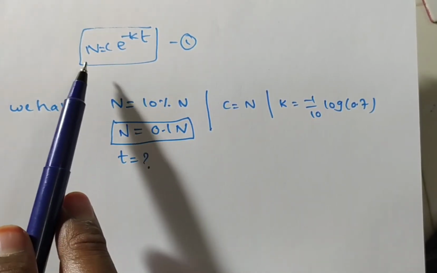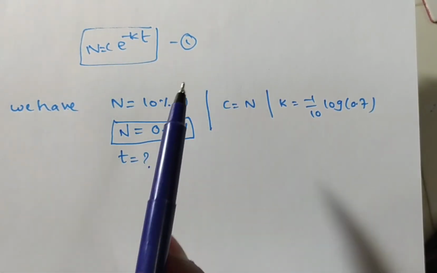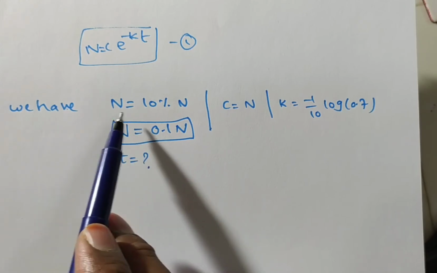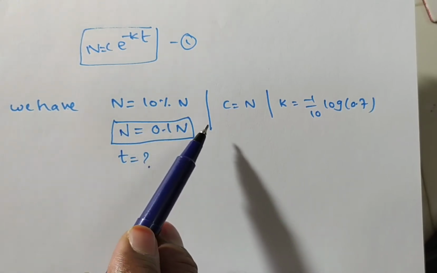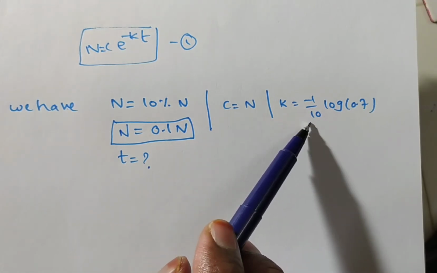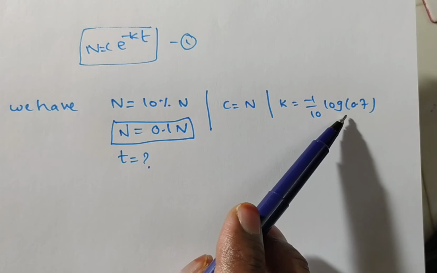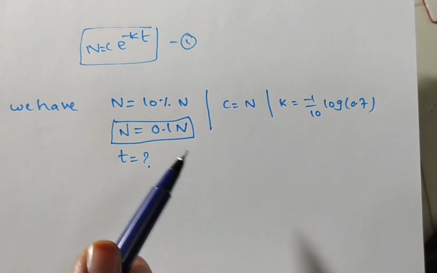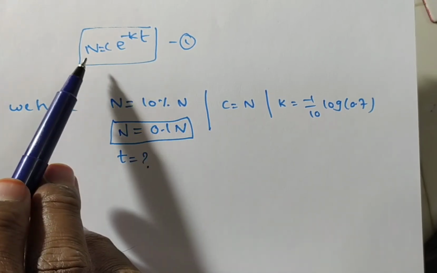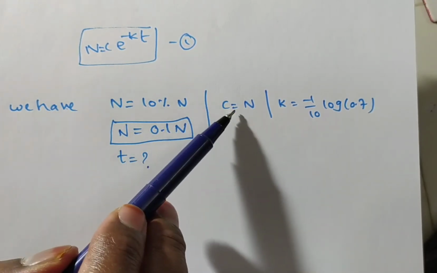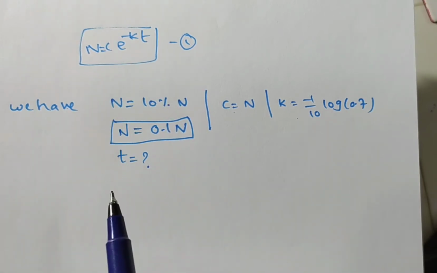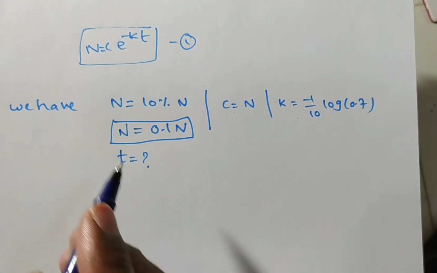The formula is N equals C e to the power of minus kt. In the third condition, N is equal to 10% of N, and C is equal to N, which we got in the first step. K is equal to minus 1 by 10 times log 0.7, which we got in the second step. Now, substitute all these values in the above equation. What is the unknown here? Do you know the N value? Yes. C value? Yes. K value? Yes. What is the unknown? T only. So that T is what we need to find. Yes. So, substitute all these values.